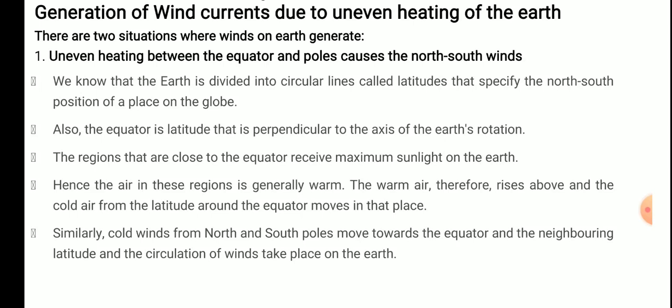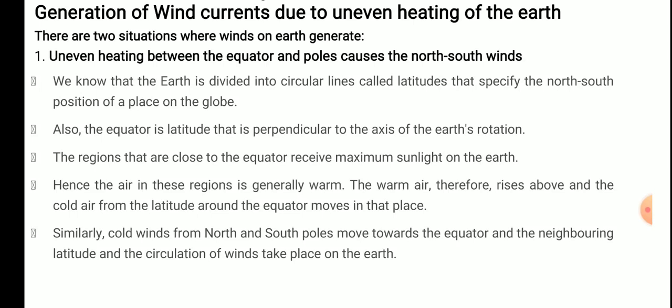Similarly, cold winds from the north and south poles, because at the equator it is hot air, so it will rise because it is less in weight, so there will be low pressure. Once there is low pressure, the air from the high pressure region will start occupying that region created by the warm air. So once the warm air rises up, there is a low pressure area, and the air from the high pressure region moves towards the low pressure region, and this is what results in the flow of wind.